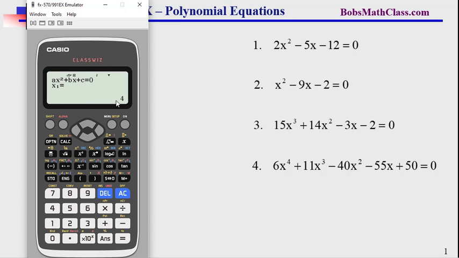And there's our first answer, x1 equals 4. And then hit equals a second time, -3/2. So those are our two solutions, 4 and -3/2.